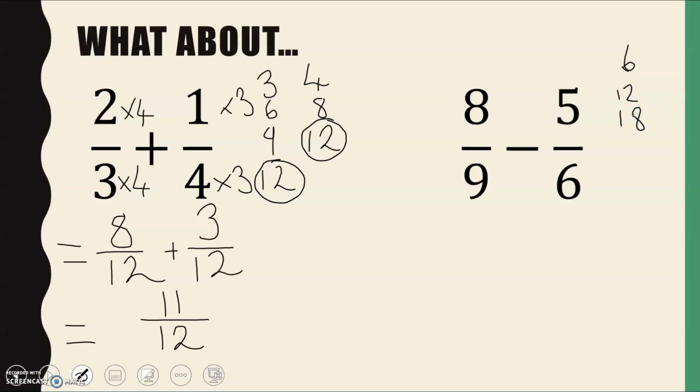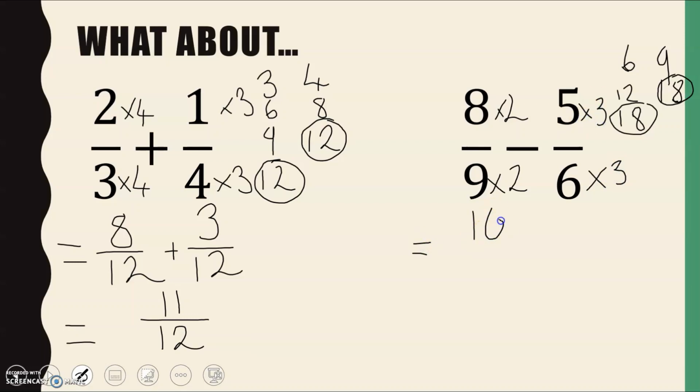And for my 9 times table, I've got 9, I've got 18. And there we can see that I've got 2 numbers that match. So I need to think on how I'm going to turn my 9 and my 6 into 18. So 2 9s are 18, so I need to times 8 by 2 as well. For 5 6ths, well 3 6s give me 18, so I need to times my 5 by 3 as well.